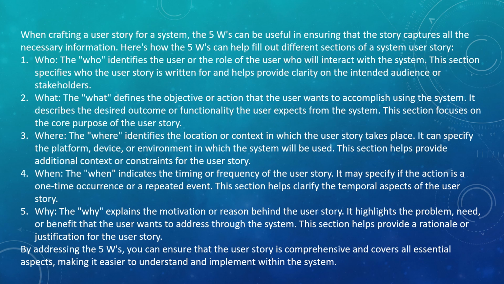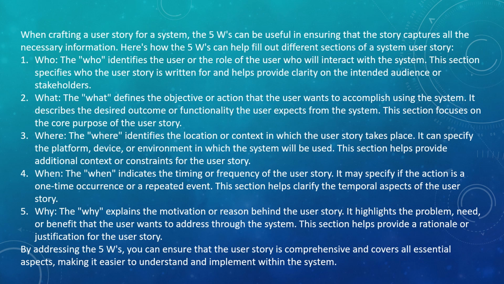The where identifies the location or context in which the user story takes place. It can specify the platform, the device, or environment in which the system will be used. This section helps provide additional context or constraints for the user story. The when indicates the timing or frequency of the user story. It may specify if the action is a one-time occurrence or a repeated event. This section helps clarify the temporal aspect of the user story.